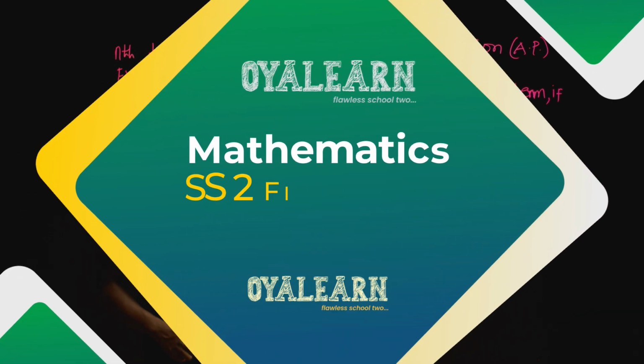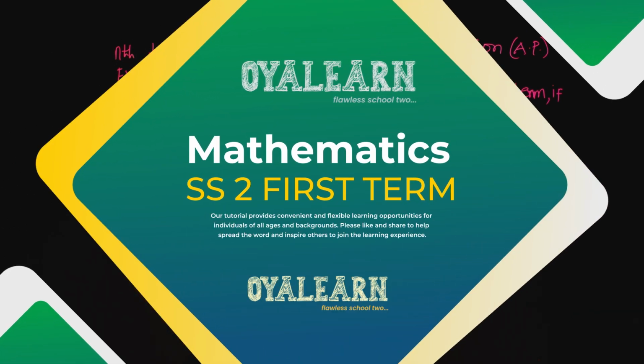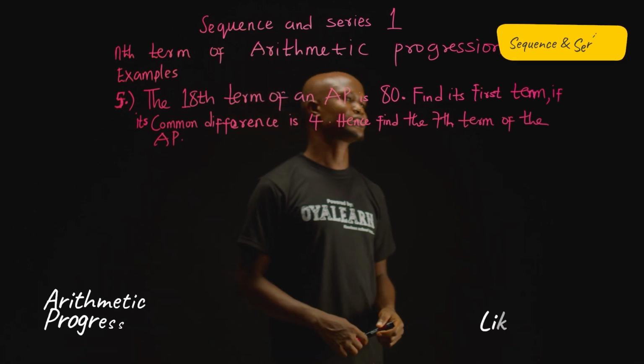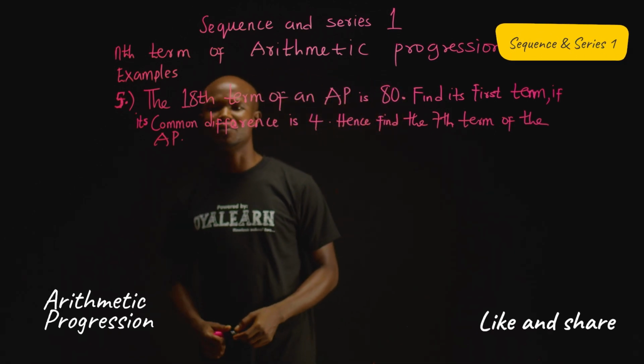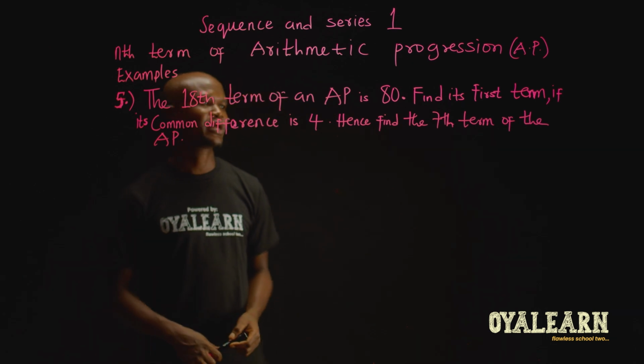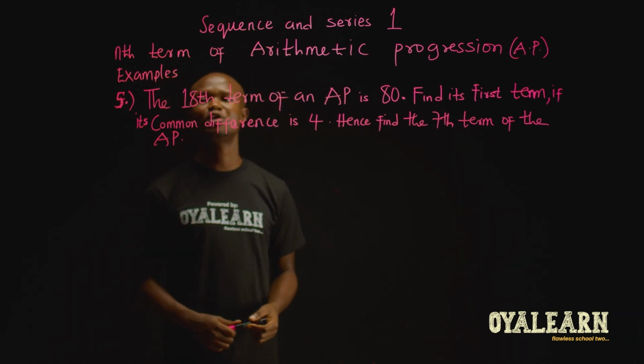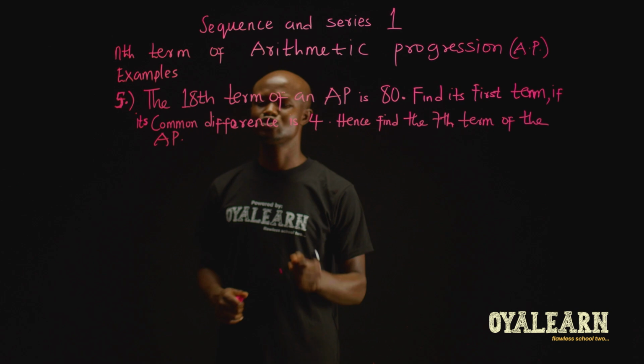The 18th term of an AP is 80. Find its first term if its common difference is 4. Hence, find the 7th term of the AP. Solution.